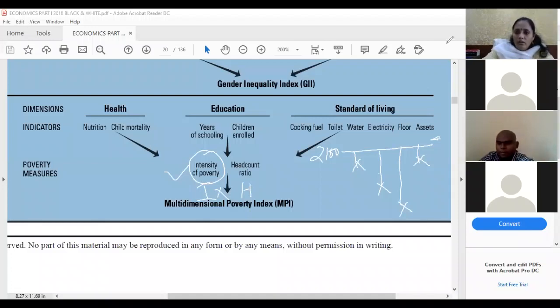Right now I'll show you the UNDP's HDR so that you will understand whatever we have studied. You can see the levels of these indicators in the real situation. Inequality adjusted HDR is, of course, a kind of negative index only. Yeah, just 1 minute.